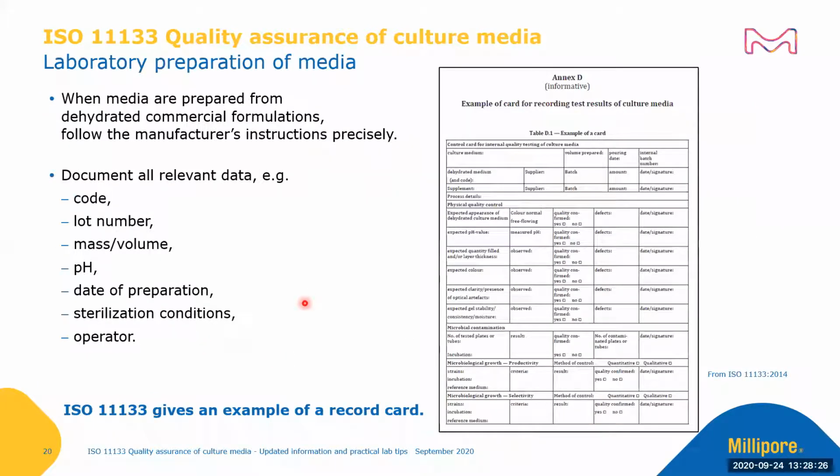Coming now to the important part of the laboratory preparation of media. When media are prepared from dehydrated commercial formulations, follow the manufacturer's instructions precisely. Document all relevant data, for example, code, lot number, mass, volume, pH, date of preparation, sterilization, and operator. For the documentation, ISO 11133 gives an example of a record card in Annex D, which may be taken over by the user lab, or it's also possible to modify it to your requirements.